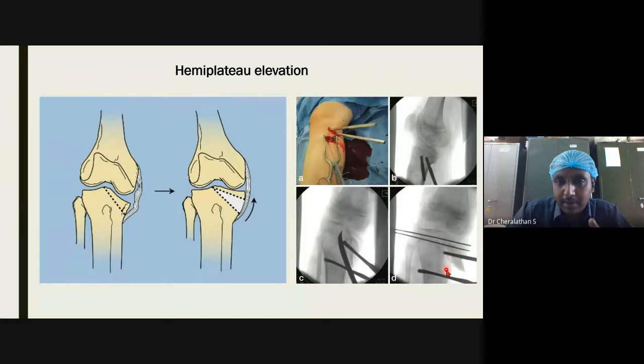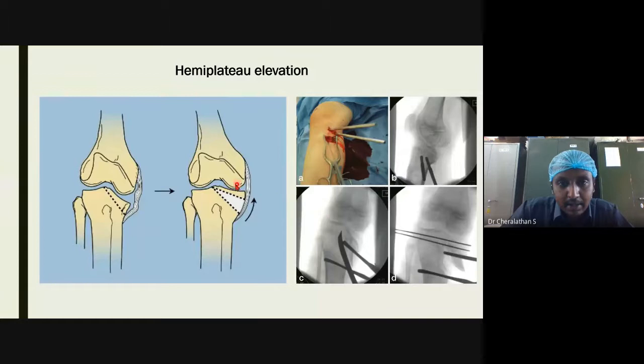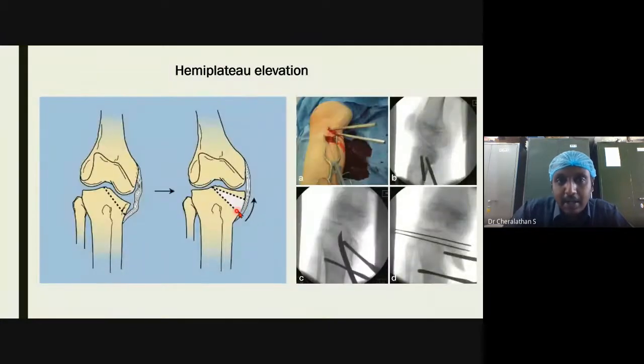Now, what is the difference between this procedure and this procedure? Here, the osteotomy is through and through, starting from the medial cortex and extending almost to the lateral cortex, whereas here it is starting from the medial cortex and exiting only at the center of the knee, not here. That is the difference. Here the entire plateau is elevated. Here, only the medial plateau is elevated. Am I clear? Are you able to understand this, or is it confusing?